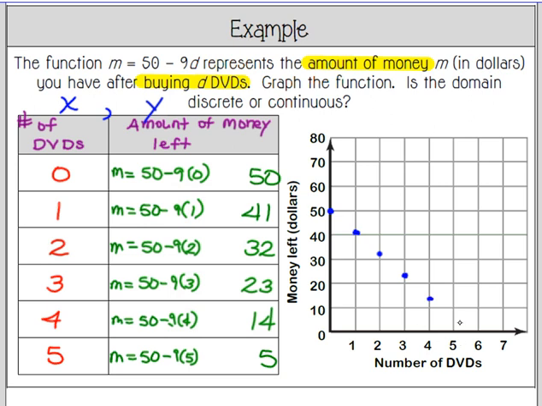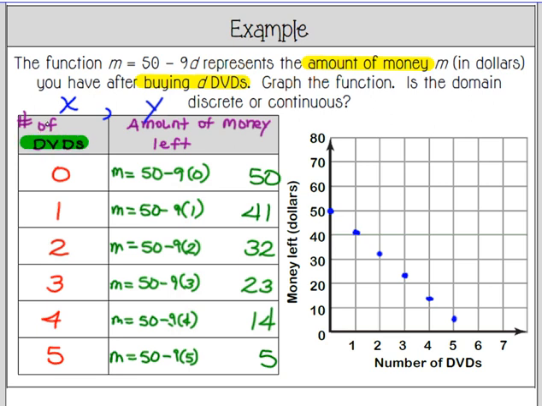And then 5, 5. So just right in between 0 and 10 the best we can. So now we need to decide, do we need to connect these points and make this a continuous graph, or is this a discrete graph where the numbers that we're looking at are just the whole numbers that we're talking about? So what we're going to base this on is what our domain is. And so our domain in this case is the number of DVDs.